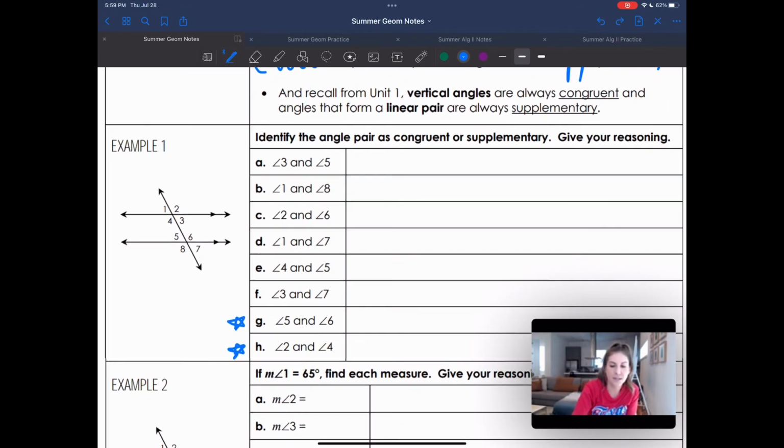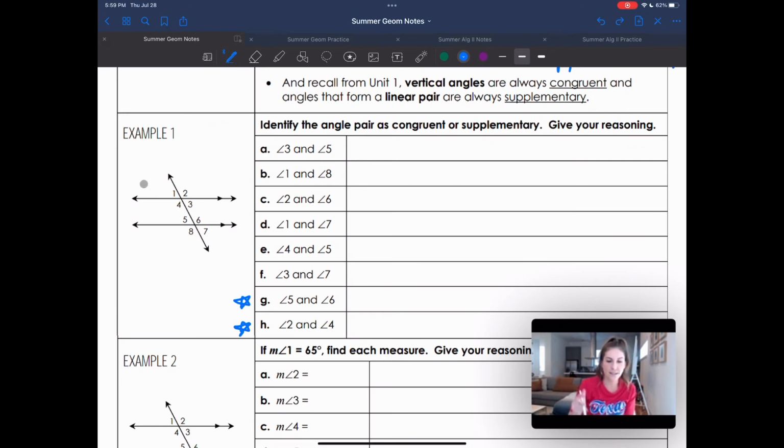Okay, let's see if we can look at this now with the parallel lines. So directions say, identify the angle pair as congruent or supplementary. So that's what you're going to write for each one. It's either congruent or they're supplementary. And it does say give your reasoning.